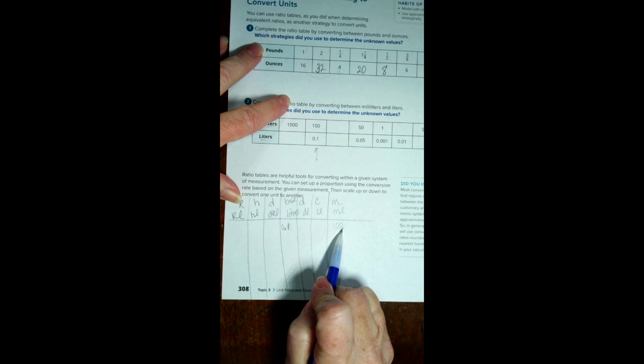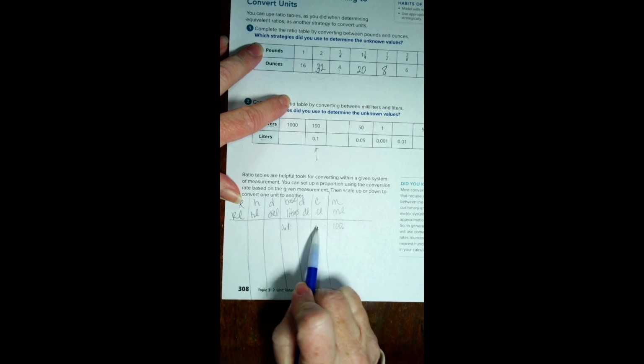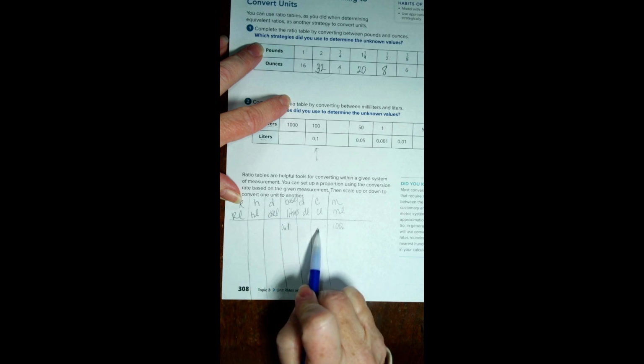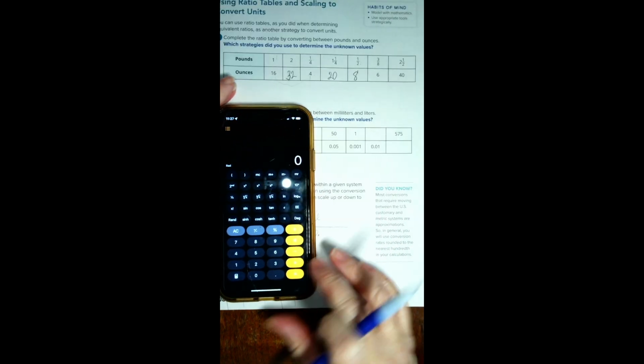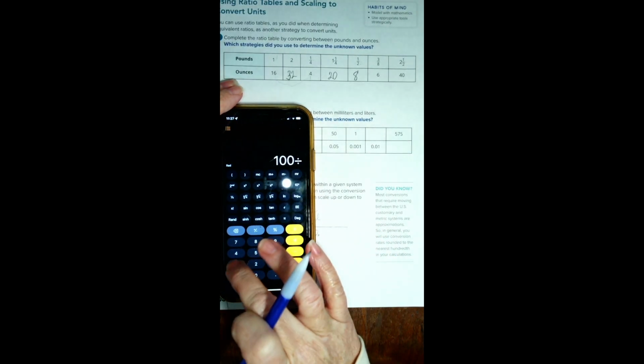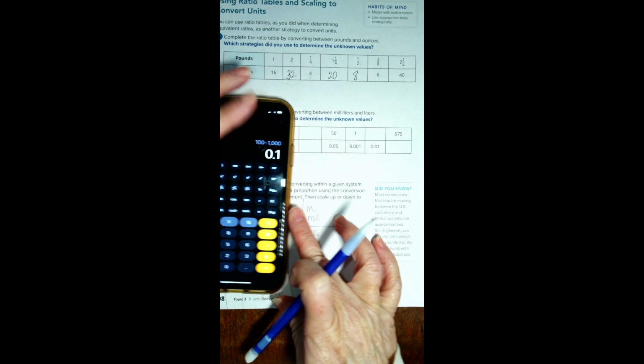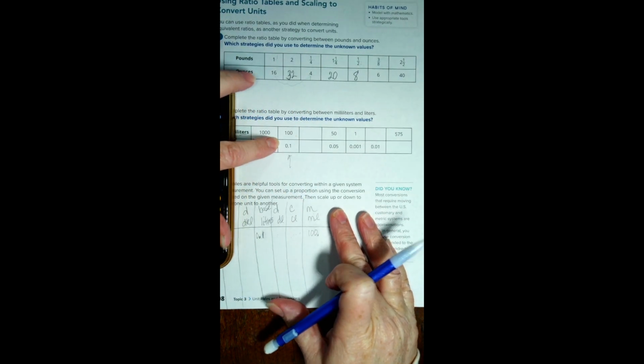No matter which way we're moving, if we go from milliliters to liters, our decimal moves that way. We're dividing by a power of 10 going this way, so we're dividing by 10, 100, 1,000. Just to show you on a calculator, if we did 100 divided by 1,000, we get 1/10, which is what they have right here.